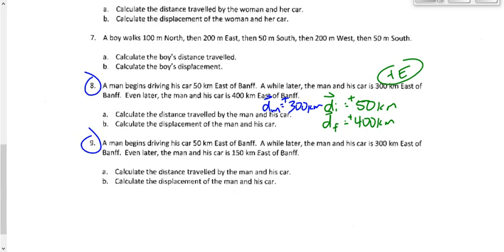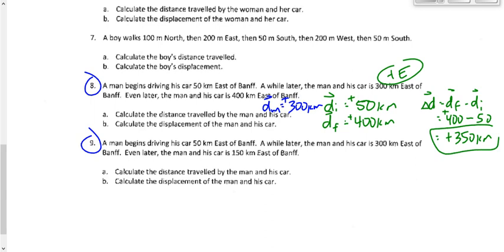You know what, let's do B first. What's the displacement of the man in his car? Displacement is final minus initial position. That's 400 minus 50, which gives me 350 kilometers. That's my displacement, 350 kilometers.